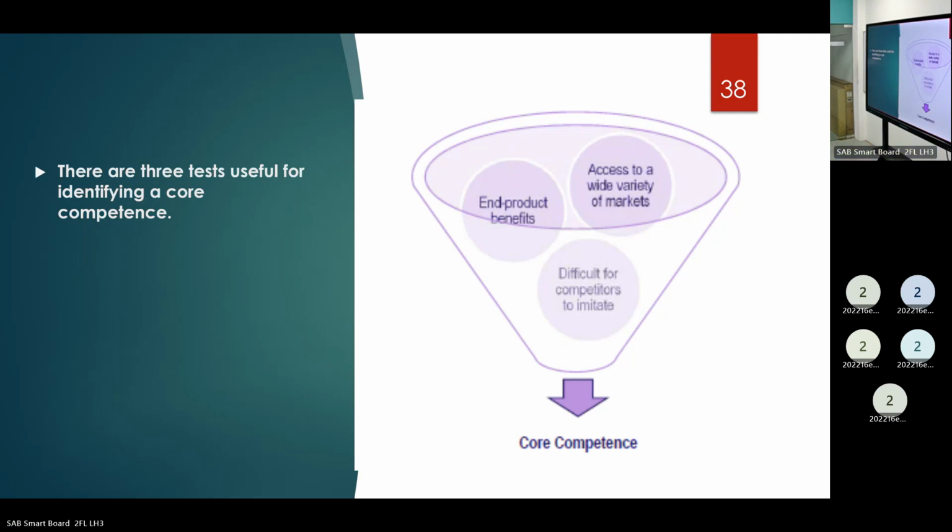ඊළඟට ඒකෙන් market එකට access තියෙන්න ඕනේ benefit එක. right? Difficult for competitors to imitate. right? end product benefit නැද ලංකාවේ තමයි innovation තියෙන්නේ. end product benefit එකක් එන්නේ නැහැ.